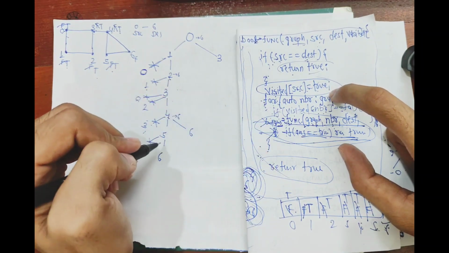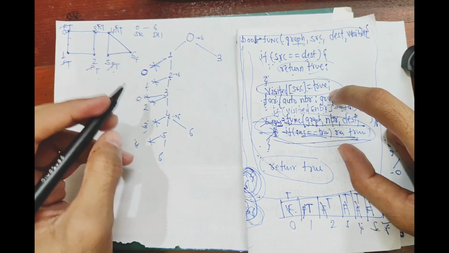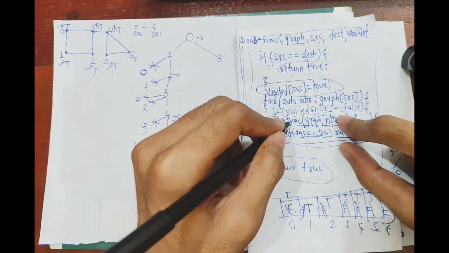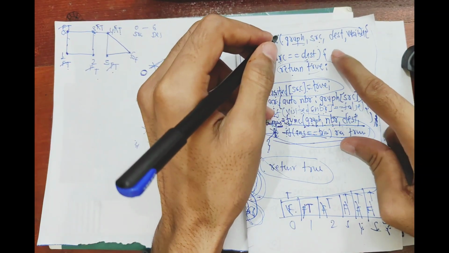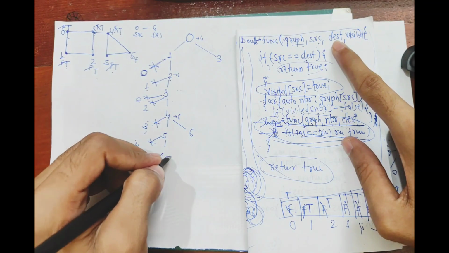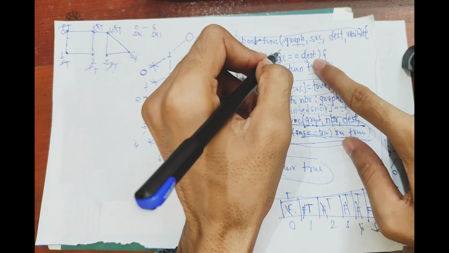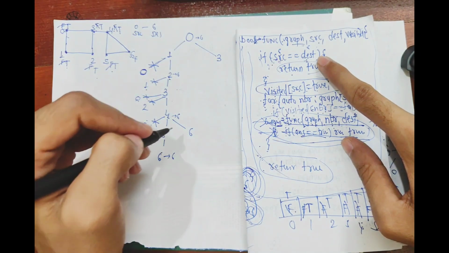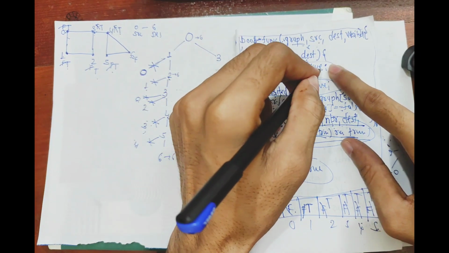Now we came into 6. 6 is false, so we will do a recursive call making 6 as a source node. So we are at this point. Now check, source is 6, destination is 6, so we will return from this point.